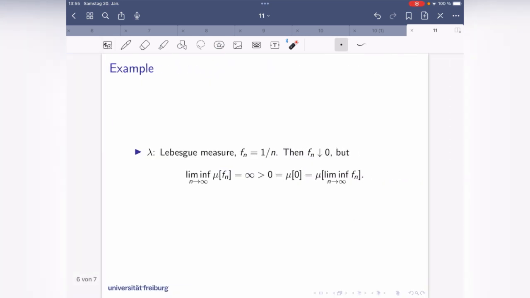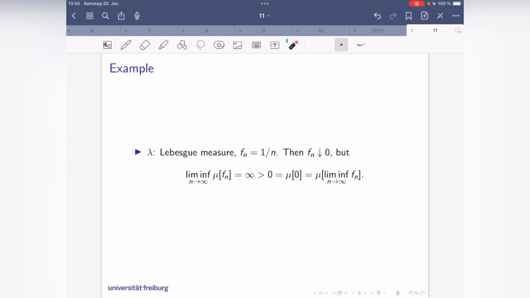Okay, now let's check the assumptions. So first, a very trivial assumption. Fn is 1 over n. Then Fn goes down to 0. I mean, I could also use Fn equals minus 1 over n, which goes upwards to 0. But like this here. So in Fatou's lemma, we have that mu of lim inf is more equal than lim inf of mu of the fn's. And that is true here.